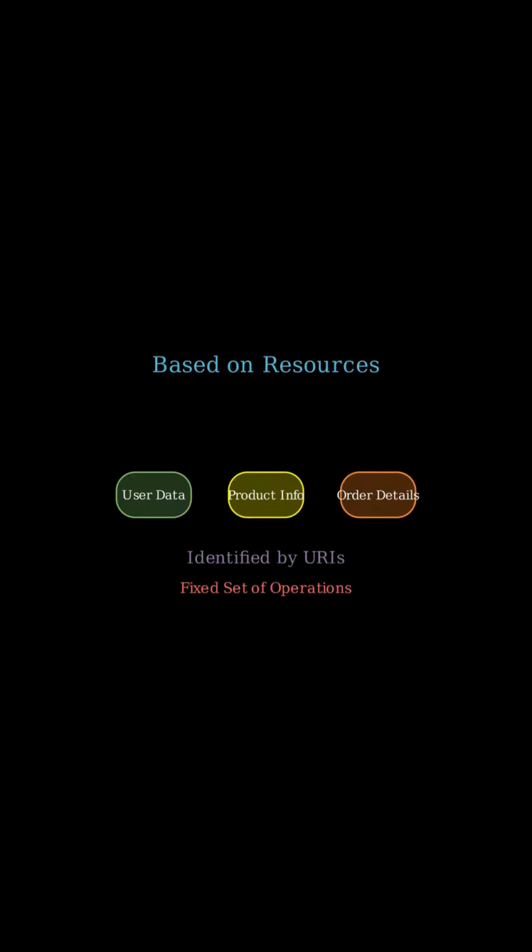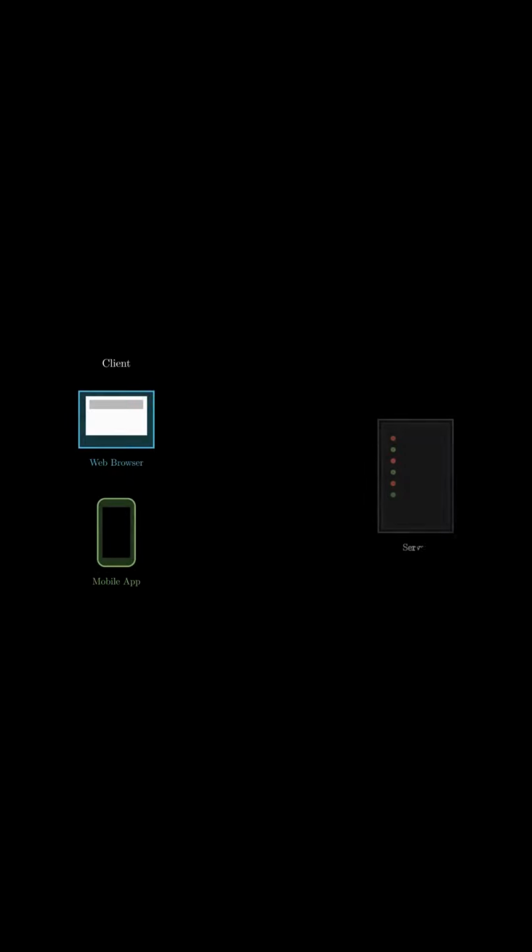It's based on the idea of resources, which are identified by URIs and can be manipulated using a fixed set of operations. Look at this diagram where we have a client, like a web browser or a mobile app, making a request to a server. The client sends an HTTP request to the server, and the server responds with the requested data. This is a basic example of how REST APIs work.